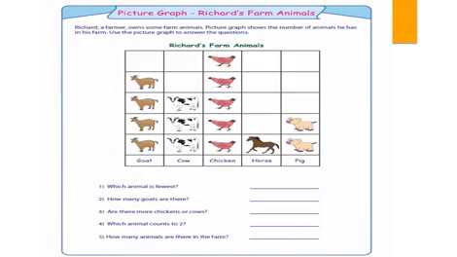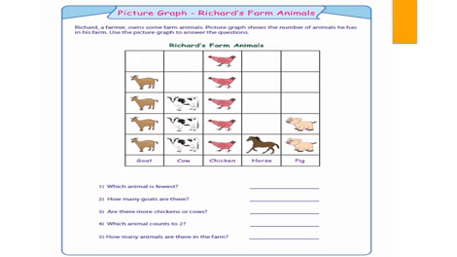Now kids, for our activity time, pictograph. Richard's farm animals. Richard, a farmer, owns some farm animals. The picture graph shows the number of animals he has on his farm. Use the pictograph to answer the questions. So kids, this time you have to write the answers in your notebook or on a piece of paper, okay?